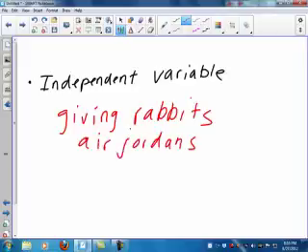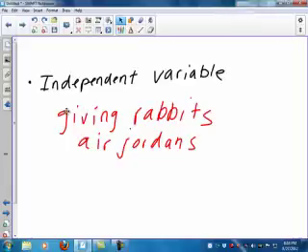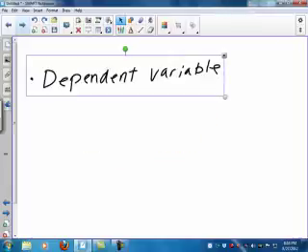Now, what is my dependent variable? A dependent variable is what the independent variable might cause to change. What do I think using Air Jordans for my rabbits might cause to change? So my dependent variable in this case was the jumping, right? I wanted to find out if using Air Jordans would cause the jumping of my rabbits to be different. So a dependent variable is what the independent variable might cause to change. It's dependent on the independent variable.